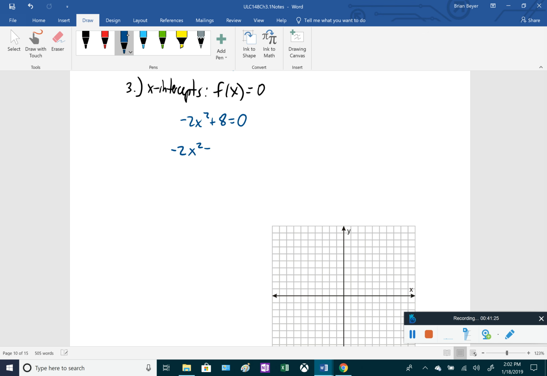So I'm going to subtract 8 on both sides and get negative 2x squared equals negative 8. I'm going to divide both sides by negative 2. Negative 8 over negative 2 is 4. And now I'm going to square root both sides. So we get plus or minus the square root of 4, which is plus or minus 2. So that's going to give us the two x-intercepts, negative 2 and positive 2.